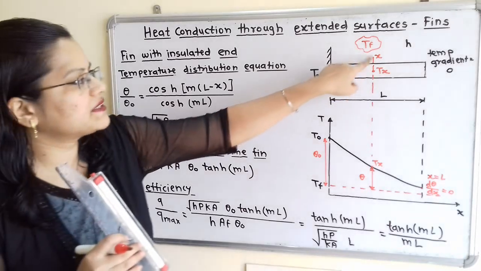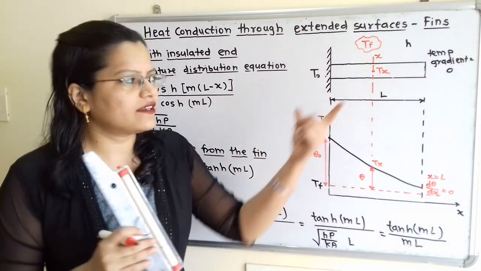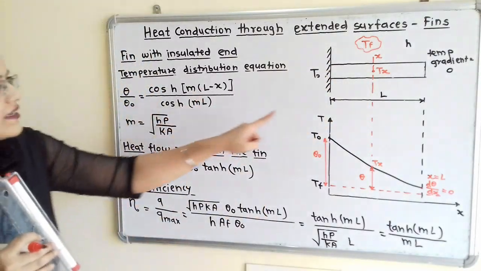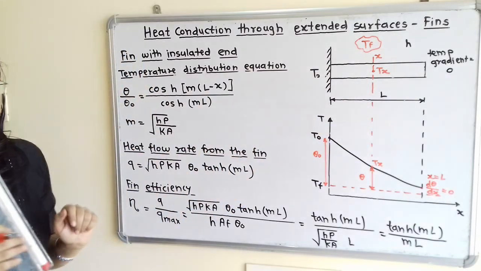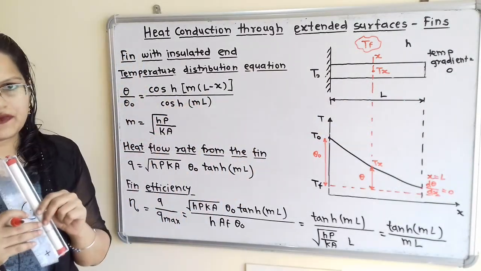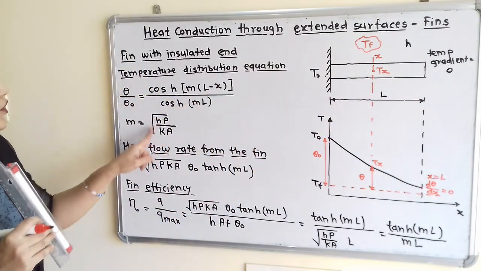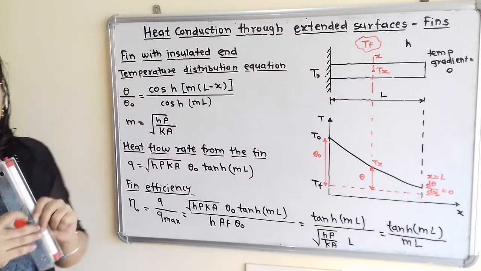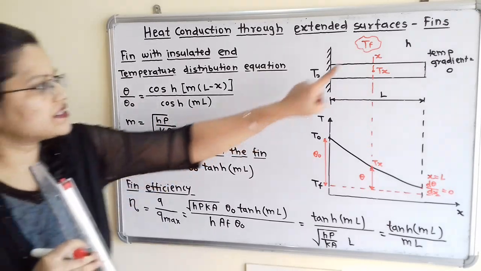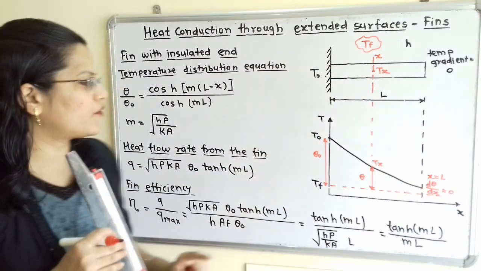So x means any section, or any point along the fin, and L is the total length of the fin. Now what is this m? So m is under root of hP by kA. Now what is this h? So h is the convective heat transfer coefficient.